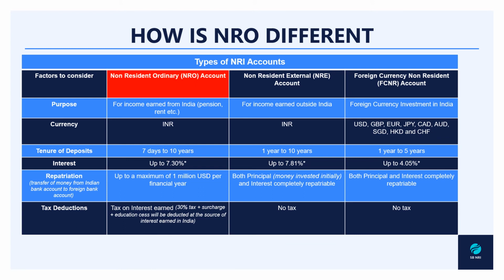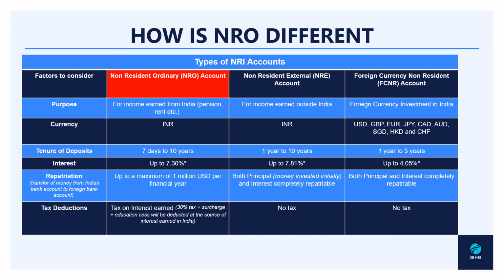The next factor to consider is the repatriation, which again I will mention is the process of transferring the money from your Indian bank account to your foreign bank account. Under NRO, there is a limit. You can only repatriate up to a maximum of 1 million US dollars per financial year. But in NRE and FCNR, both the principal and the interest earned are completely repatriable.